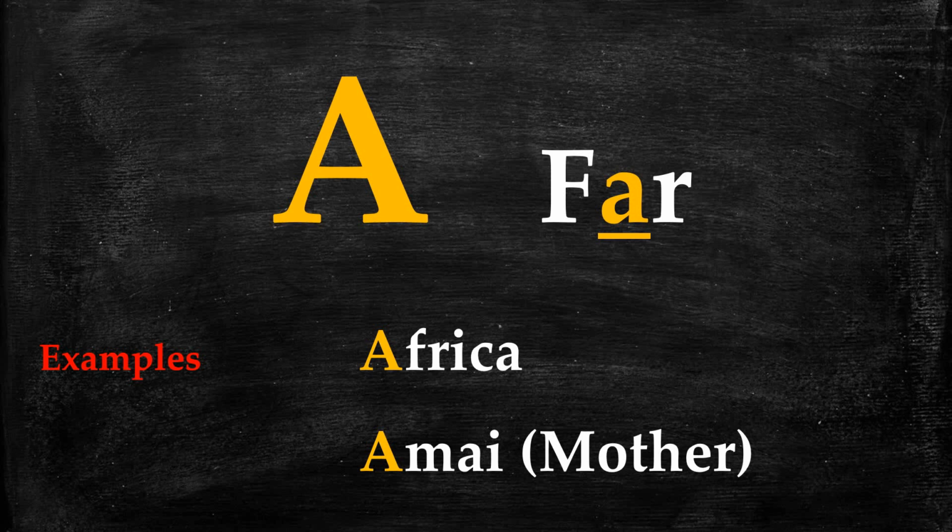So we said A is A, the way you would pronounce the A in Fa. And an example of a place or country there is Africa, Africa. And below that is Amai, a Shona word, Amai, which means mother.